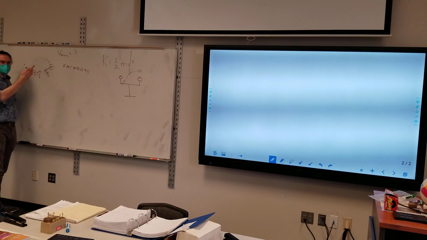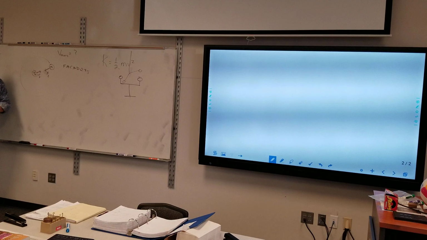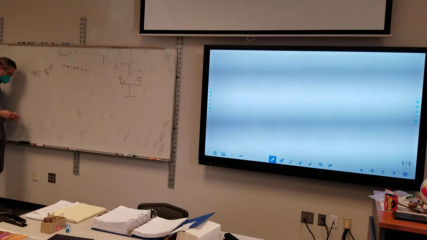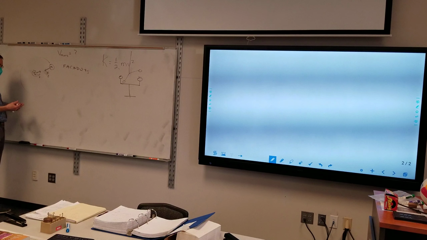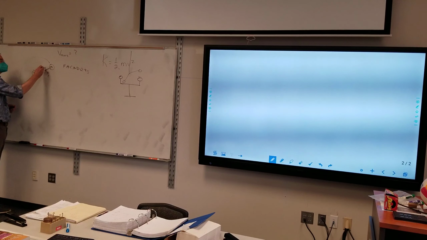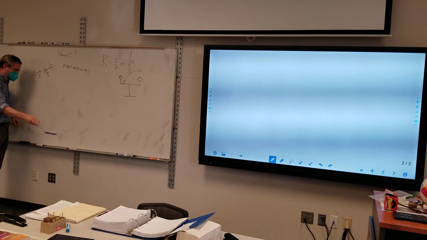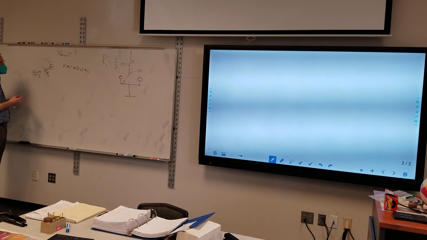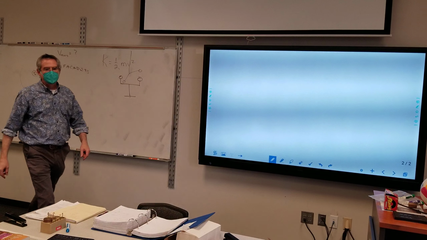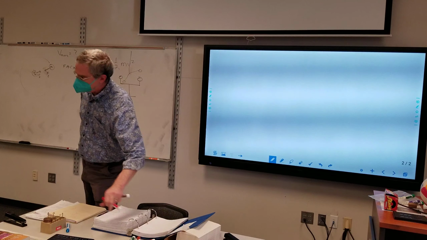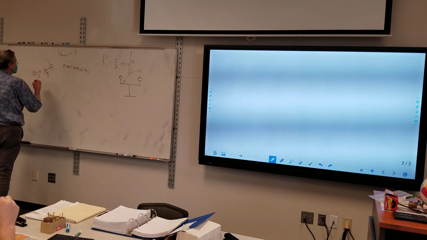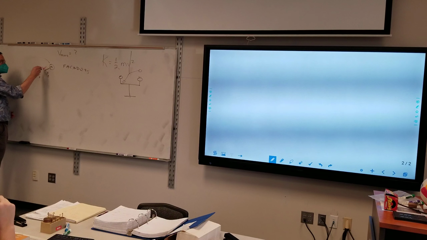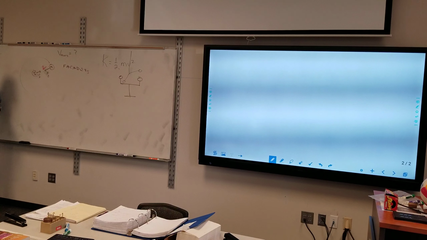Okay. Force diagram done. What's the direction of the acceleration? Towards the center, because it's centripetal motion. So we have acceleration going in that direction. The acceleration is not part of the force diagram. This is just here as a separate item.